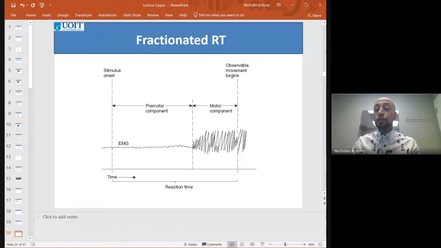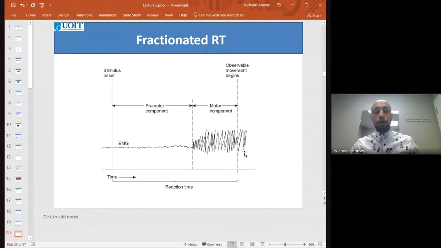So if you use EMG, you can look at when the actual EMG activity started, and it gives you a better idea of what was actually just brain processing. So here we have reaction time. Here would be a stimulus onset. This is just an EMG recording, but this would be the beginning of observable movement. Let's say this example was that reaching task. You have EMG on the arm that's going to measure muscle activity.